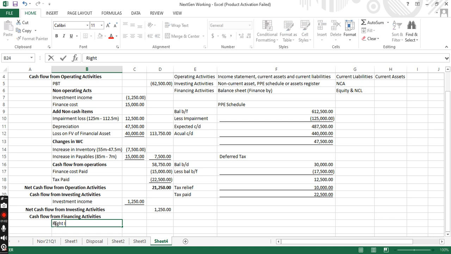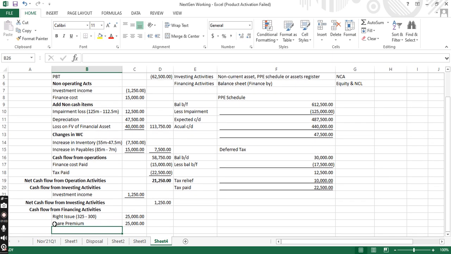Right issue. How much is the right issue? How much is it? 325 minus 300. Am I right? And that gave us what? 25,000. What else do we have? We have share premium, which is another 25,000. What else do we have?